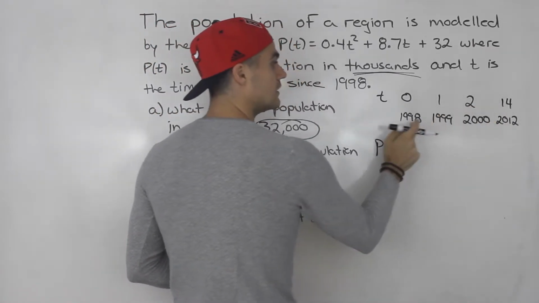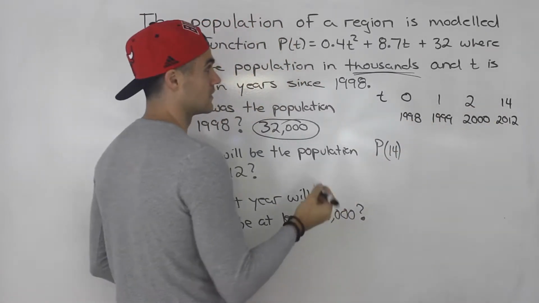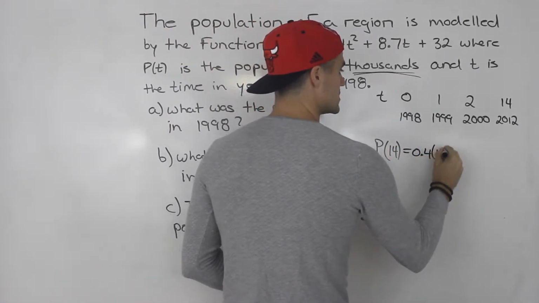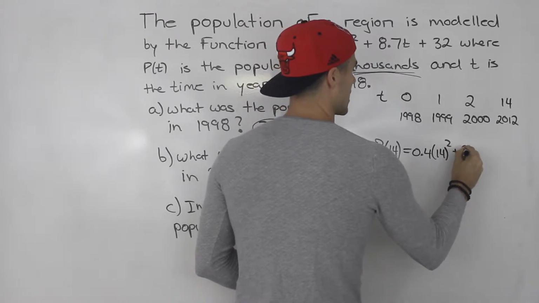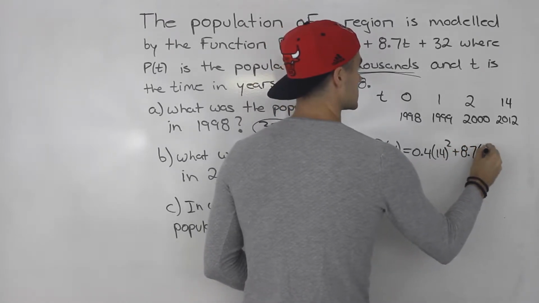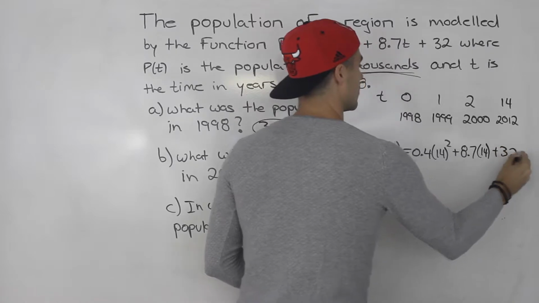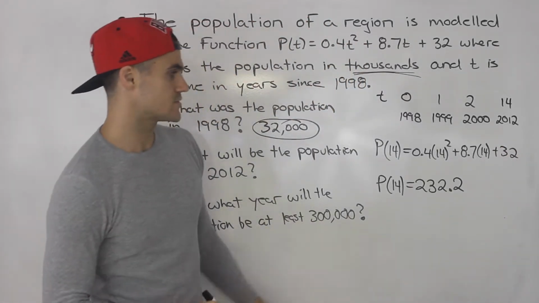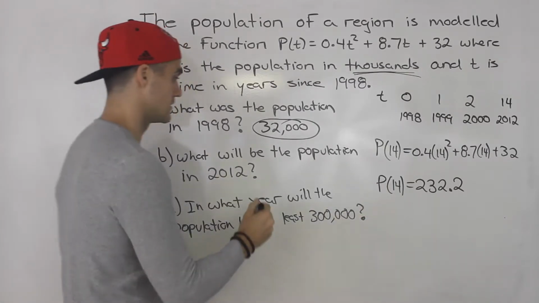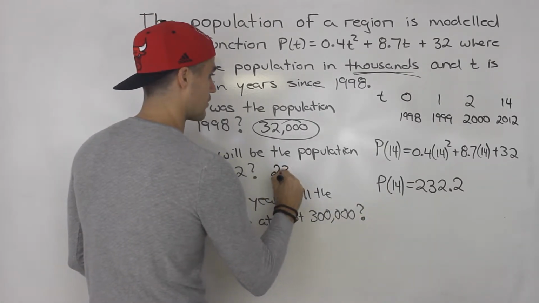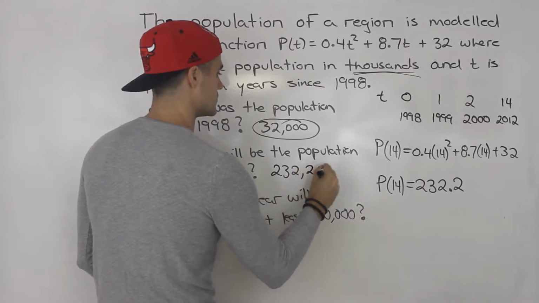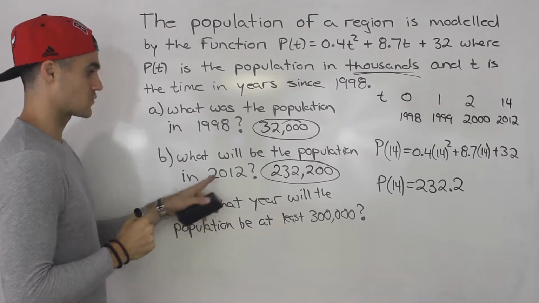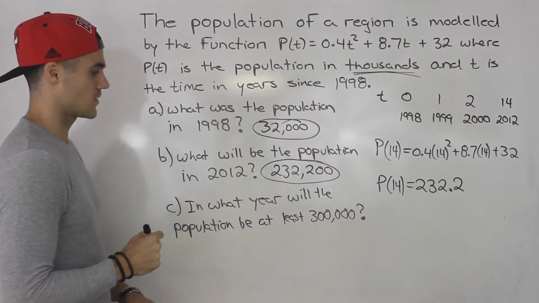14 years after 1998. So it would be 0.4 times 14 squared, plus 8.7 times 14 plus 32. And when you do that in your calculator, you end up getting 232.2. So take that, multiply it by 1,000, and you get 232,200 people. So that's what the population will be in 2012.